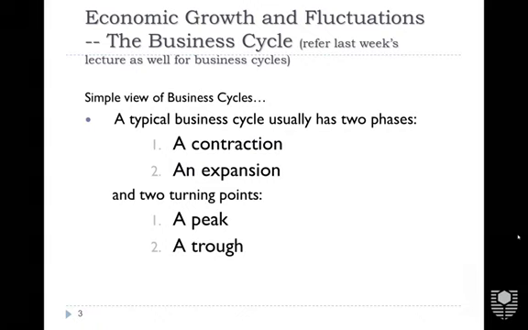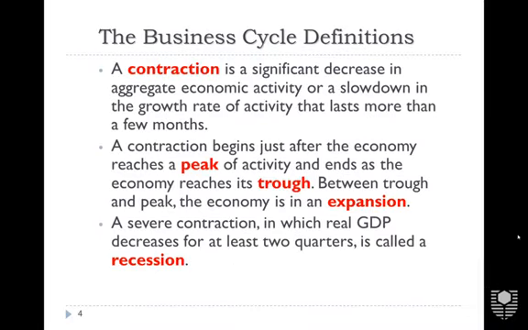So what are the business cycles? Business cycles are basically fluctuations in the economic activities, and there are two different phases of a business cycle, contraction and expansion, and there are two turning points, peak and trough. So what is contraction? Contraction is basically a significant decrease in the aggregate economic activity. When I say aggregate economic activity, I'm talking about a significant decrease in national income, real GDP per capita, and the impact on the inflation and unemployment as well. The negative impact basically, because we're talking about contraction.